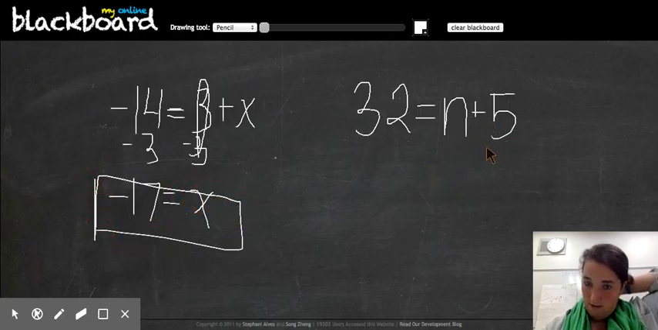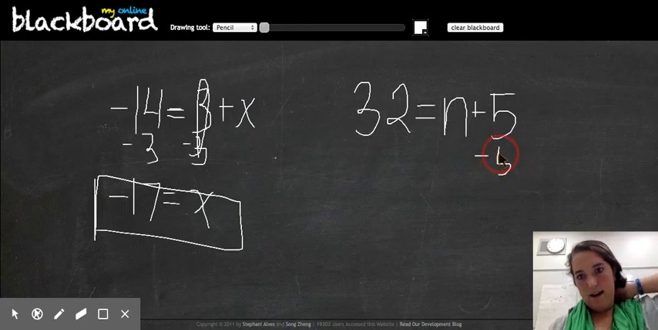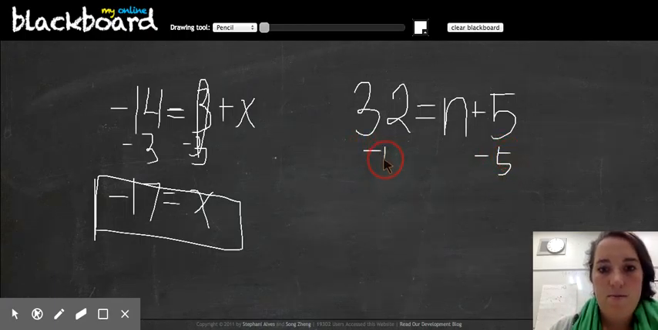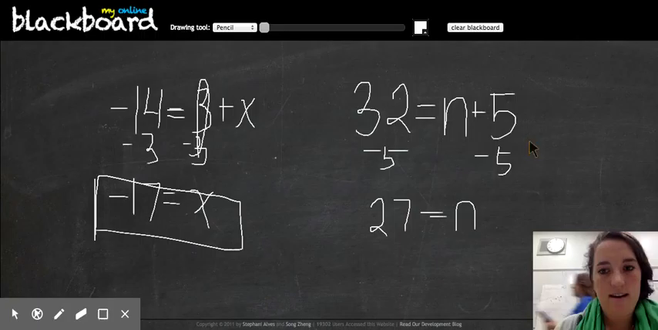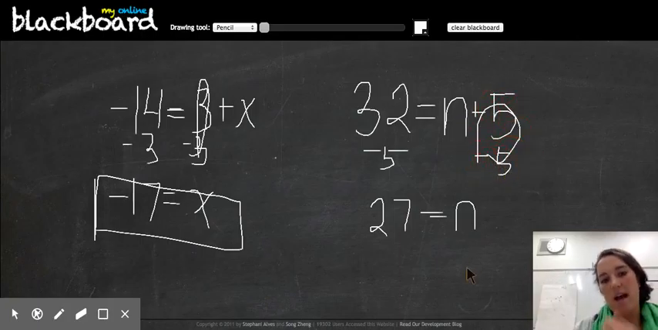Over here, I have 32 equals n plus 5. I'll subtract 5 from both sides. 32 minus 5 will be 27 equals n, because this cancels out and becomes 0. So n is equal to 27.